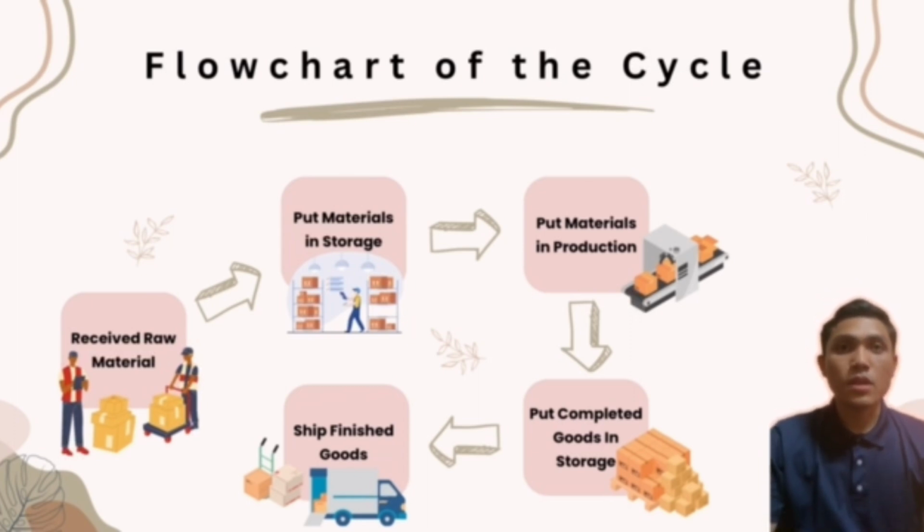Next is put complete goods in storage. Once production is complete, move the finished goods to the complete goods stage, which is to store the complete goods in the designated warehouse location. The last step in the cycle is ship finished goods. When an order is received, move to the order processing process. Pick complete goods from storage and pack for shipment. Ship the packed goods to the customer and get customer confirmation of delivery of the finished goods.